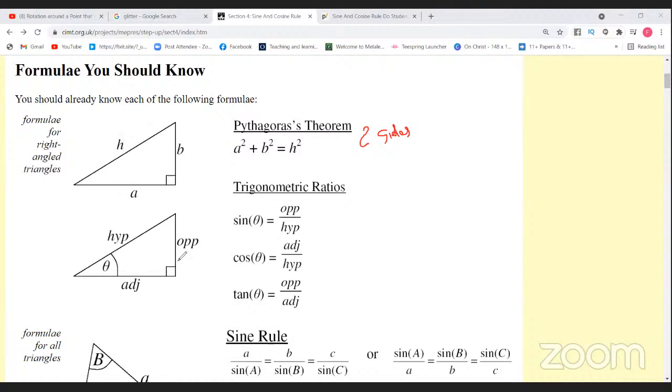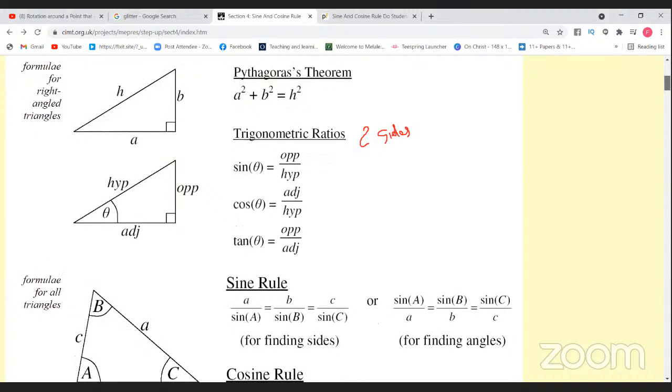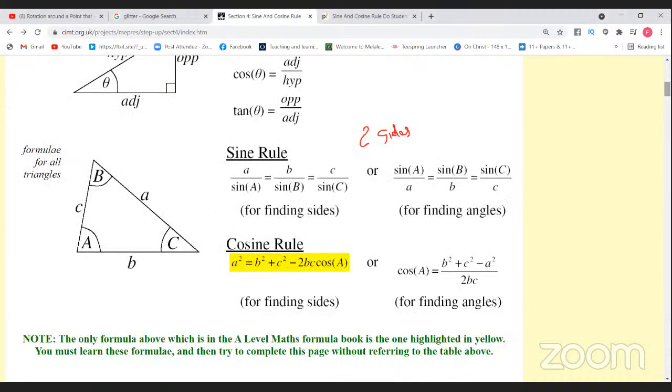Say for instance you were given a triangle. So let's look at when we use the sine and cosine rule now. The sine and cosine rule is used when you're given a triangle that is not a right angle triangle. So you're given a non-right angle triangle to find a missing side or a missing angle, and that's when you use the sine or cosine rule.